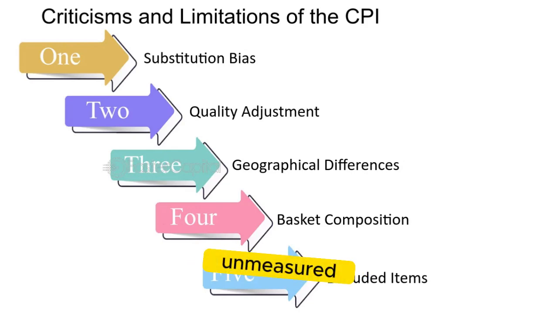Another factor is unmeasured quality change. Products get better over time. Think about computers and smartphones. They're way more powerful and feature-rich than they used to be. But the CPI might not fully account for this added value when it's measuring those price increases. So a price increase might be partly due to better quality, not just inflation. Okay, that makes sense. What's the third issue?